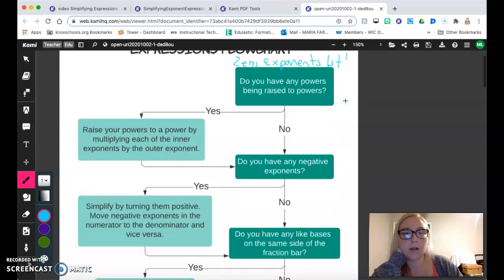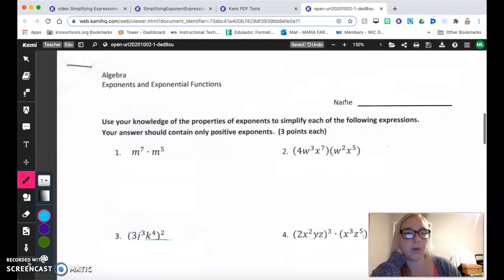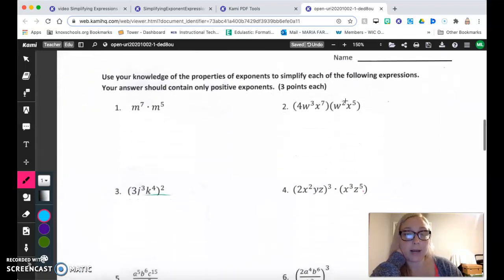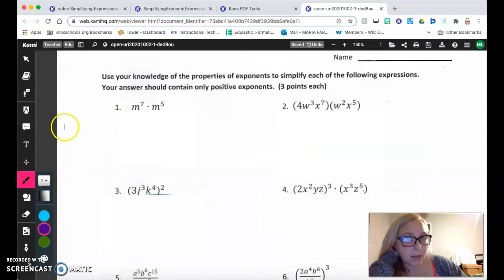All right, so let's get started. You've already done some of these, so I'm going to go through the first few pretty quickly. If you don't already have them on your copy of your paper, then you need to make sure you fill those in. So we're going to go through that flow chart here.